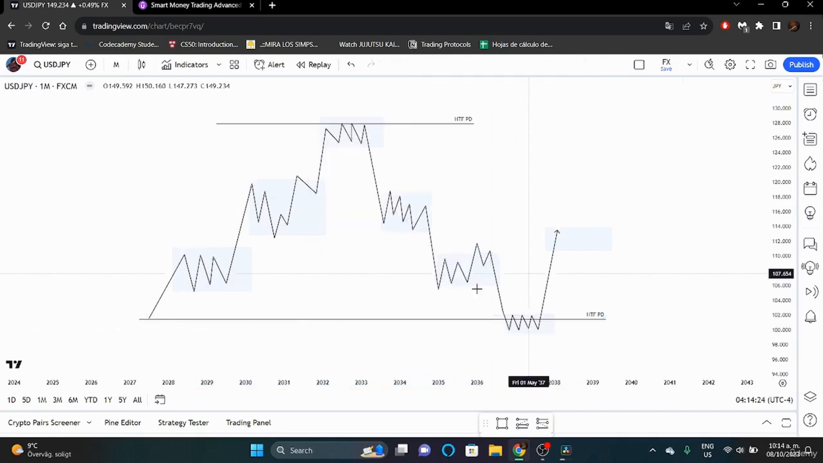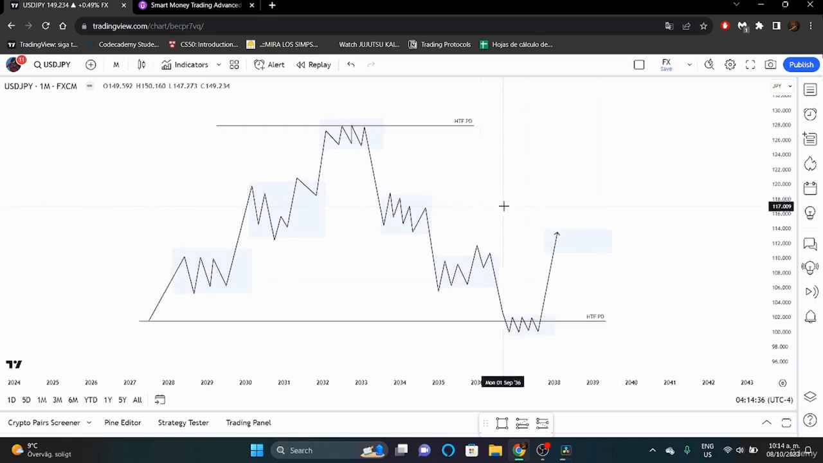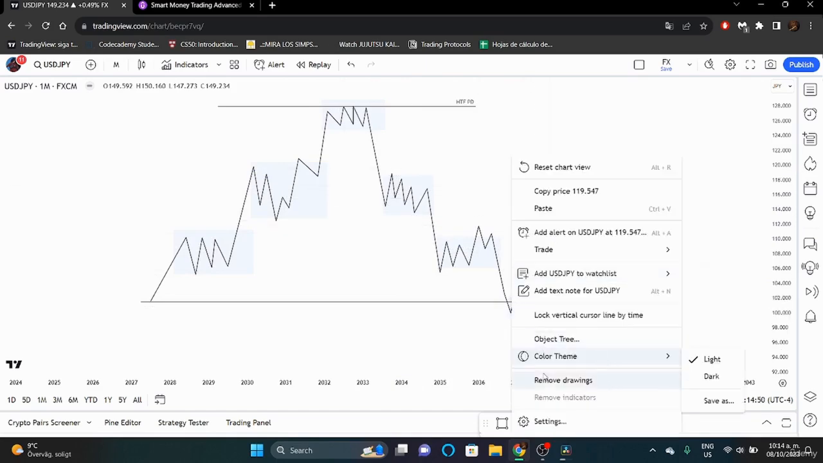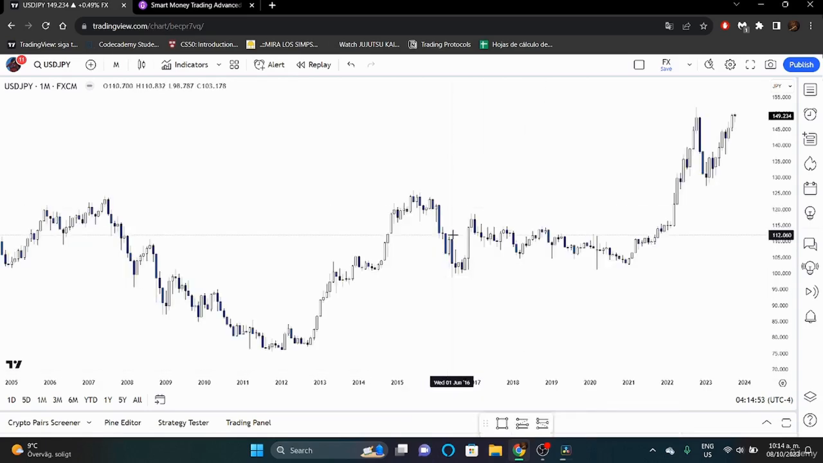We can expect price to do a reversal, short term or long term, depending on the time frame we're looking at, because this is fractal on every single time frame. Okay? So, first accumulation, second accumulation, reversal phase, first distribution, second distribution, reversal phase, and so on. Let's remove this and let's go to the chart.